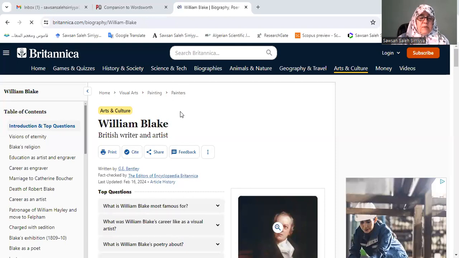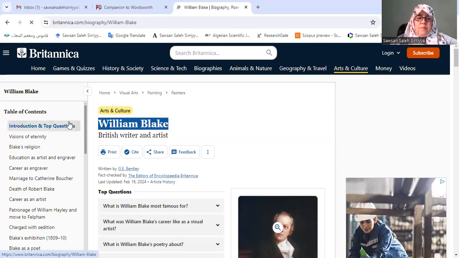If your paper is about William Blake's poetry, and you open this website, this is a website on William Blake. You search for William Blake and you find this. This is the website. The title of the website is Britannica. You see, this is the title of the website. The article's title is William Blake, British writer and artist. Notice there is no author here, but there's an author here written by G.E. Bentley. So this is the author, okay? And this is the title of the article, and this is the title of the website.